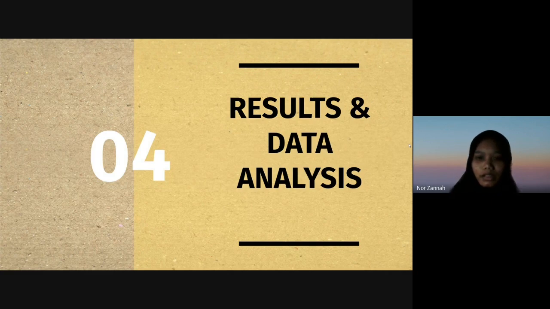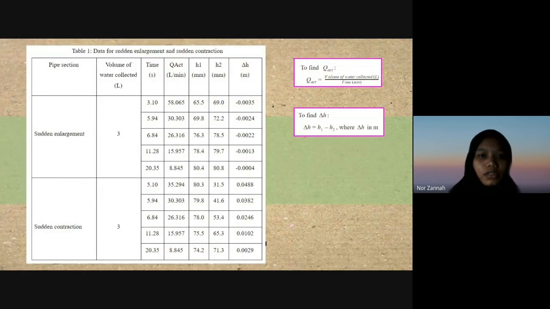Okay, I will present result and data analysis. So this is table 1, showing the data for sudden enlargement and sudden contraction. In this experiment, the volume of water collected is 3 liters. We need to record the time in seconds and also H1 and H2 in mm. So we need to determine the Q actual and also the data H. To determine Q actual, we use this formula, which is volume of water collected divided by time.